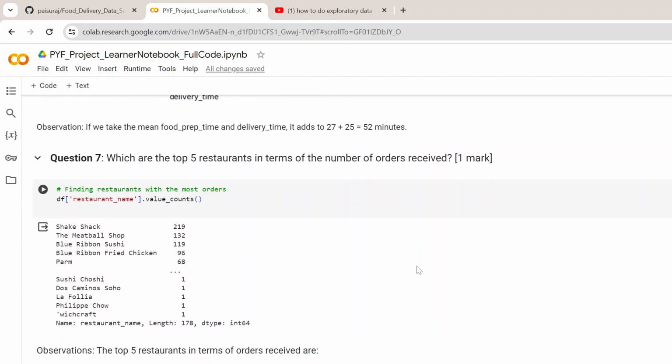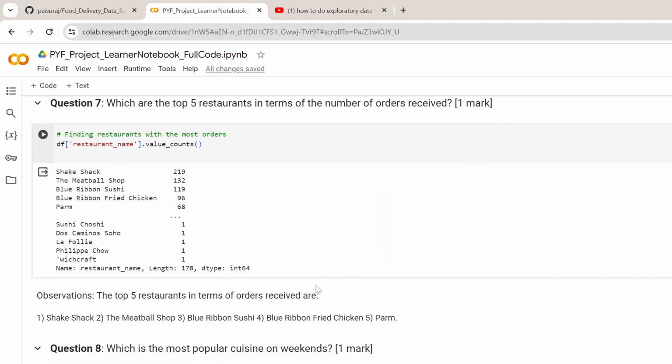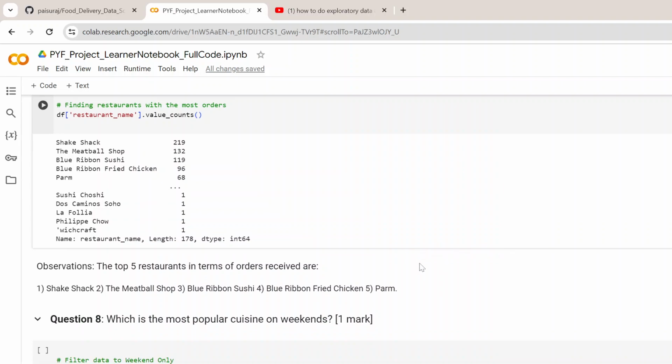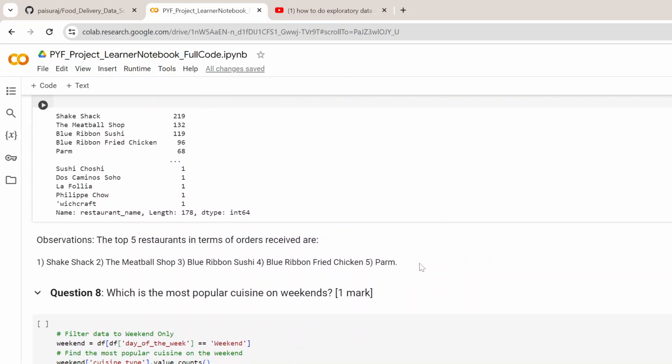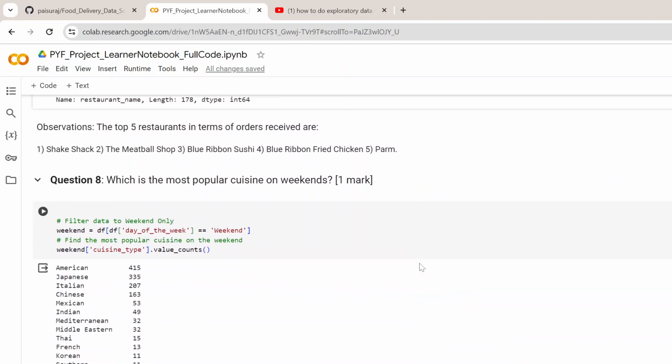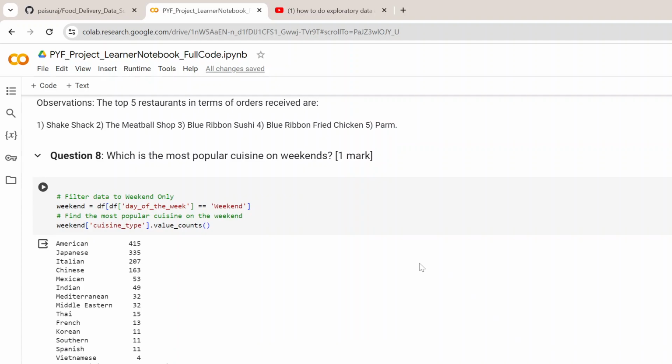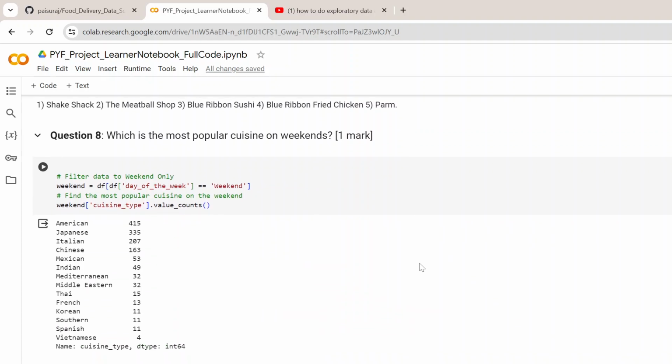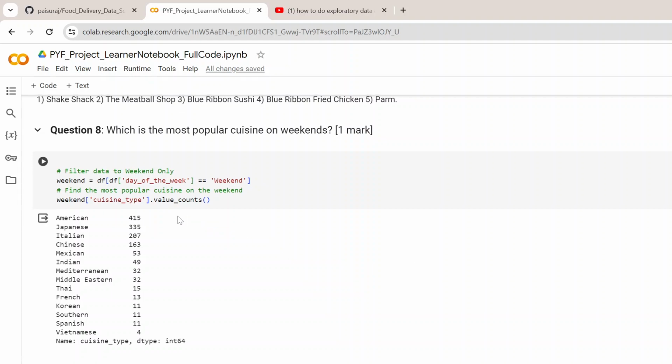So we have restaurant names. I think this data set had around 180 restaurants, and we can tell that certain restaurants are getting a high amount of volume and others are getting a low amount of volume. Here it's good to know what the top five are, to see maybe what they are doing well, why they are the top, potential avenues for exploration. And here I'm filtering by weekend only. And like we said earlier, American is the most popular on the weekend.